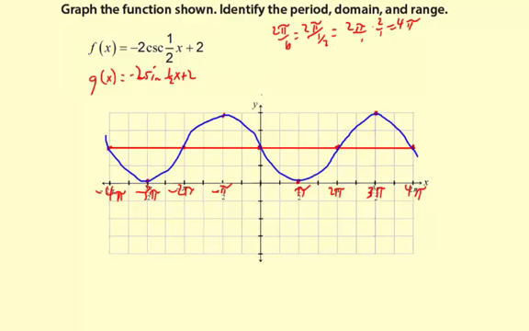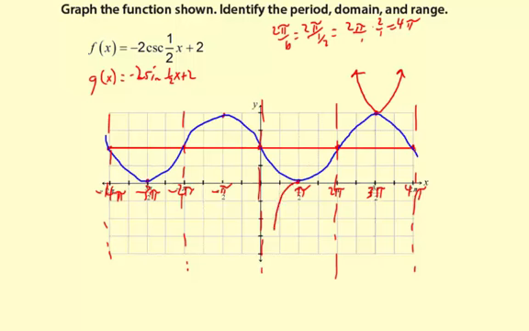Okay, now the zeros relative to the midline become asymptotes. So I'm going to have an asymptote here, there, there, and there. And the local maxes and mins, those become the turning points. Like that.